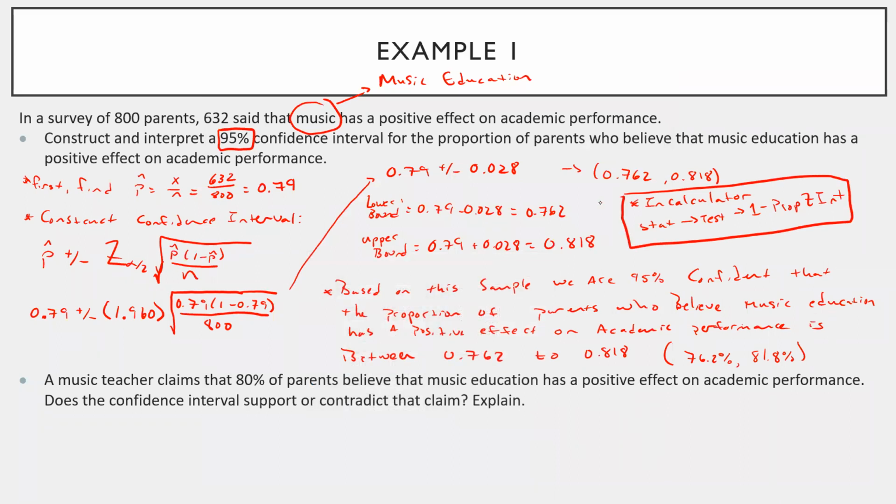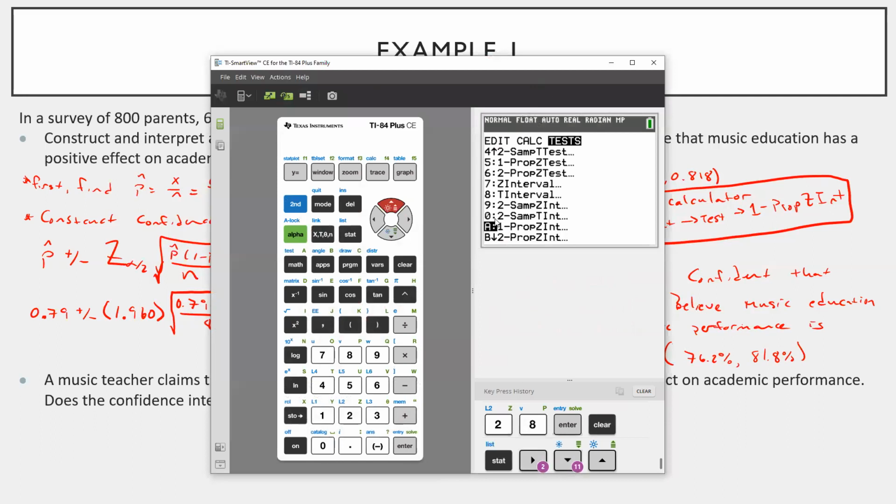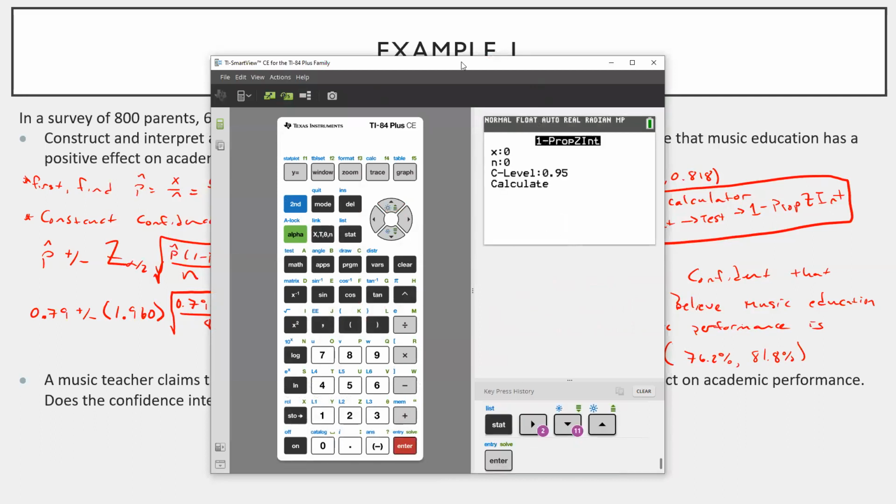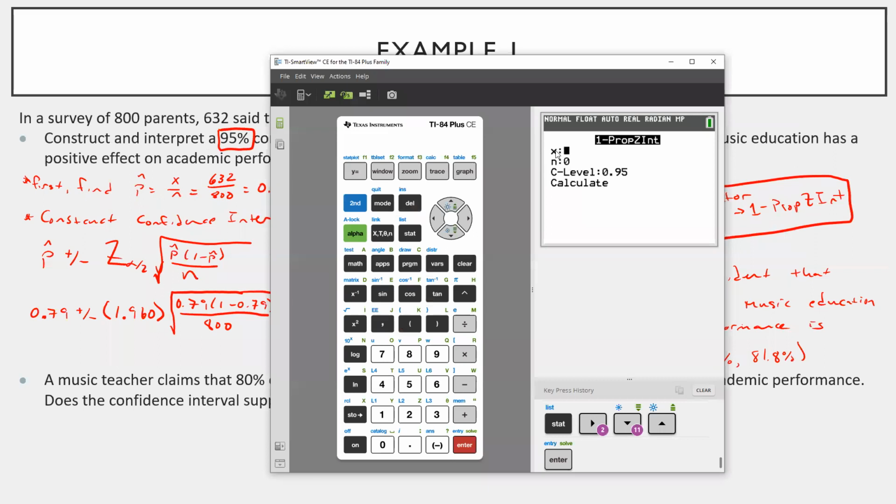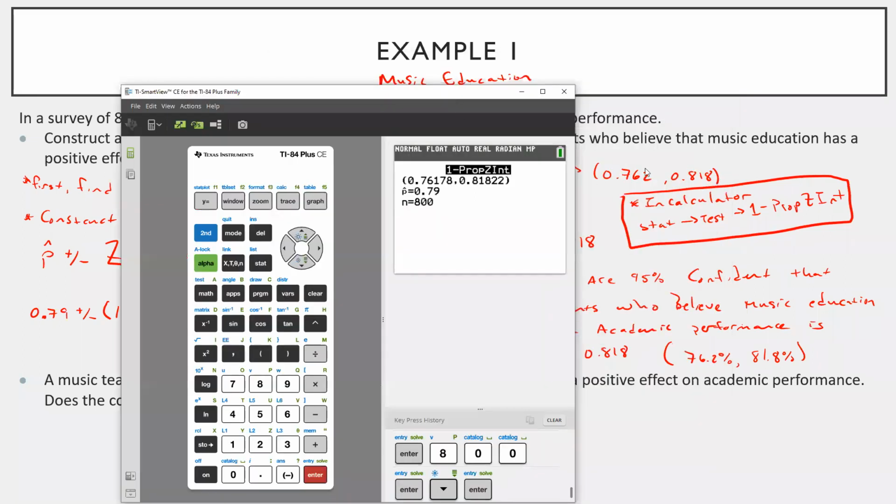Okay, now watch how easy this is. Under 1-prop z int, you're going to hit enter. And check this out. It's just going to say, okay, give me the x. Well, that was 632. N is the sample. So how many parents did you interview? It's 800. The confidence level is 0.95 because we have 95%. And look, 0.762 when you round to 3 decimal places, 0.818. Boom. Just like that.